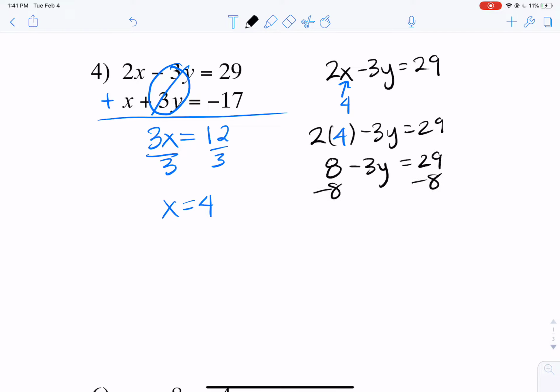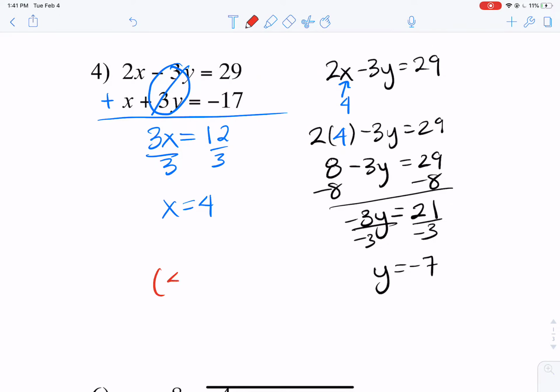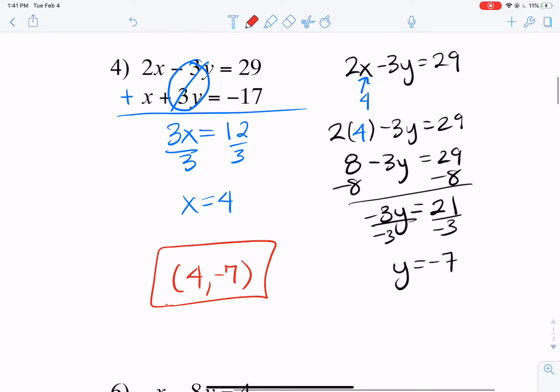Subtracting 8 from both sides. Negative 3y is equal to positive 21. Divide by negative 3, and the value of y is equal to negative 7. So the x value is 4, the y value is negative 7. And there, my young friends, is the solution.